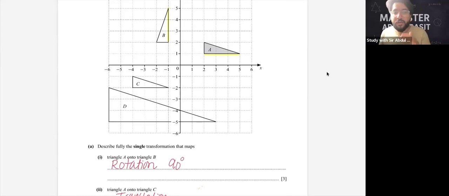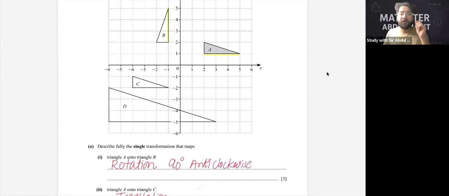It is important to write clockwise and anti-clockwise. Okay? So it is important to understand. A onto B is going this way. So you know very well that this direction is clockwise and this direction is anti-clockwise. So this is a 90-degree anti-clockwise. Okay, now I got 2 marks.